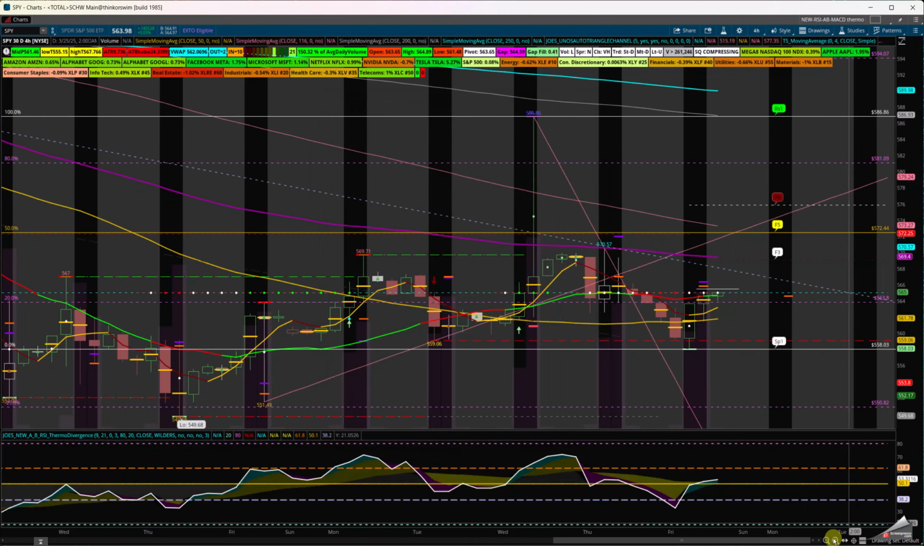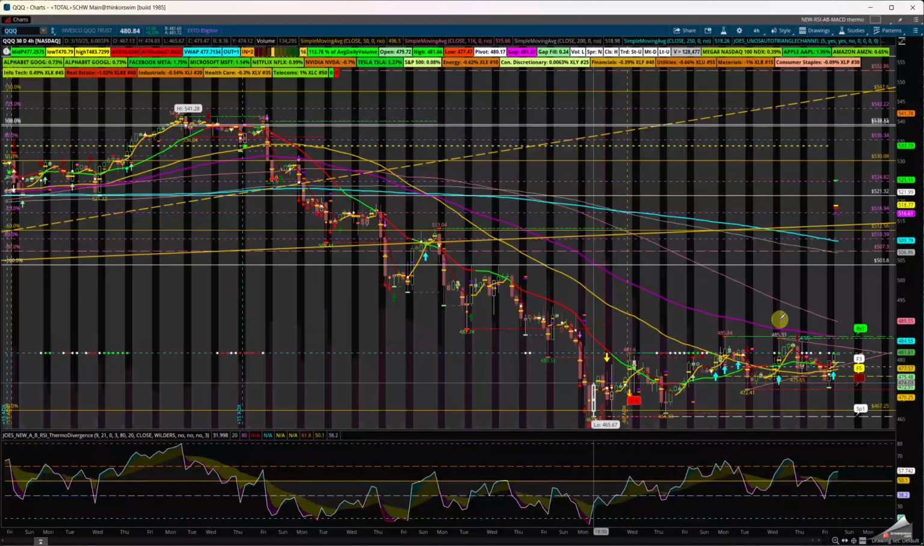Let's take a look at the QQQ. And I want to show you the QQQ for one reason. It does not have that wick. So this is why sometimes there are glitches in the software or in settlement on dates.